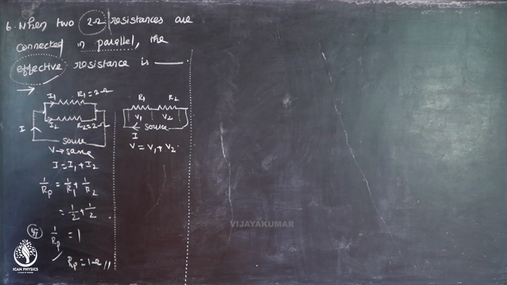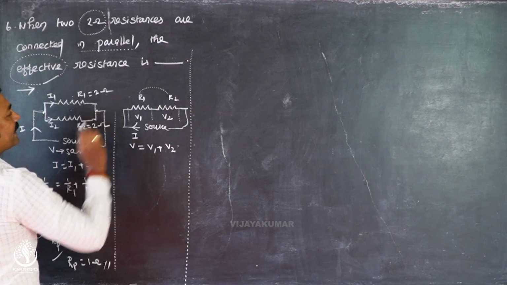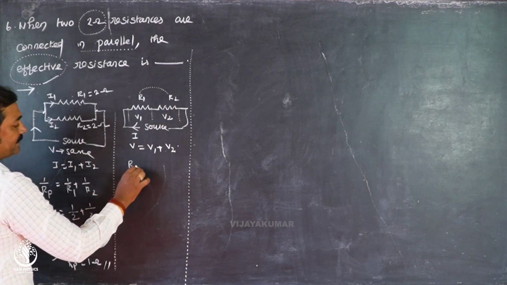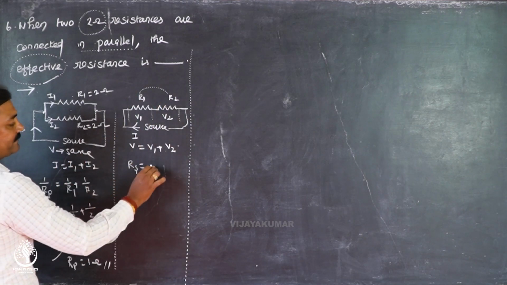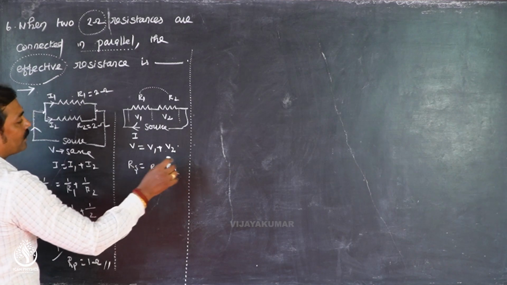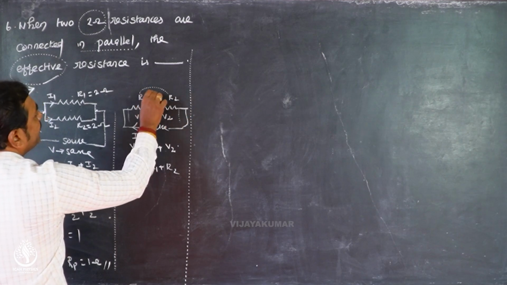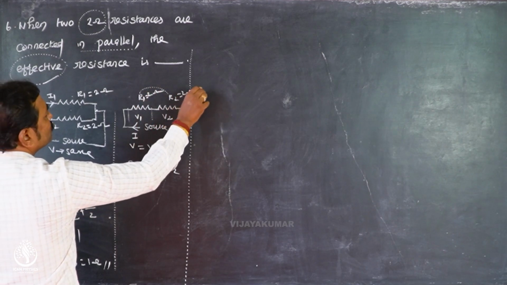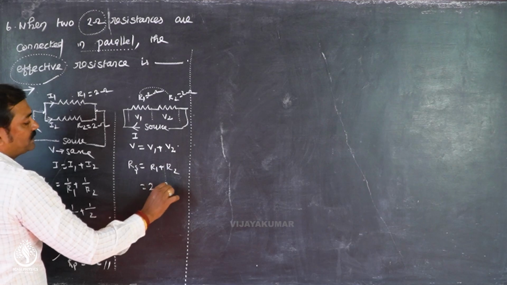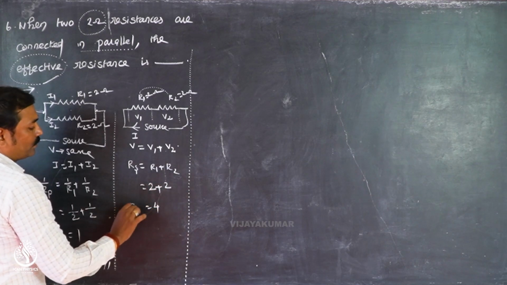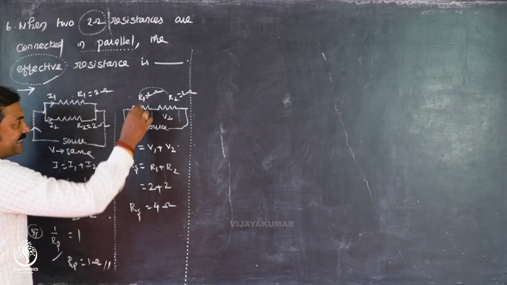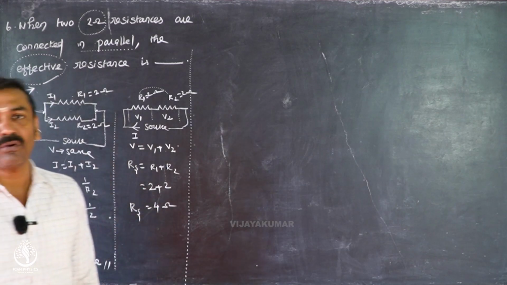Then, when the resistors are connected in series, the effective resistance in series equals R1 plus R2. Now the value of R1 is 2 ohm and R2 is 2 ohm. Then we can write 2 plus 2 is 4. So the effective resistance in series becomes 4 ohm.